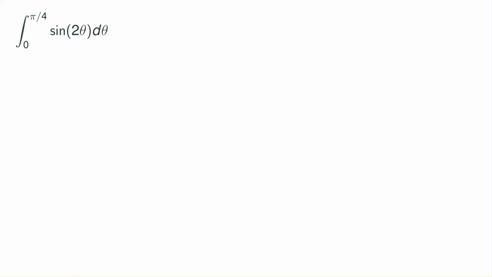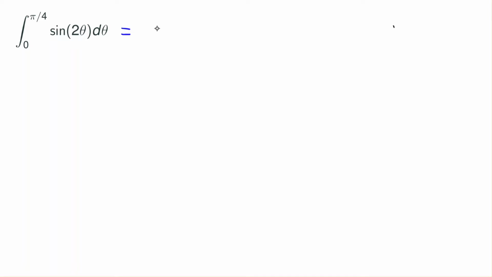Evaluate the definite integral of sine 2 theta with respect to theta from 0 to pi over 4. By the fundamental theorem of calculus, we can take the antiderivative first and then evaluate at pi over 4 and subtract the value evaluated at 0. So first we need to take the antiderivative of sine 2 theta.